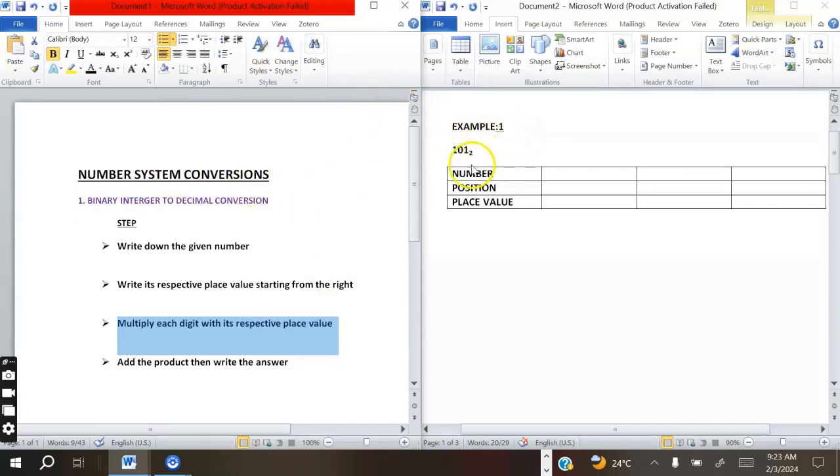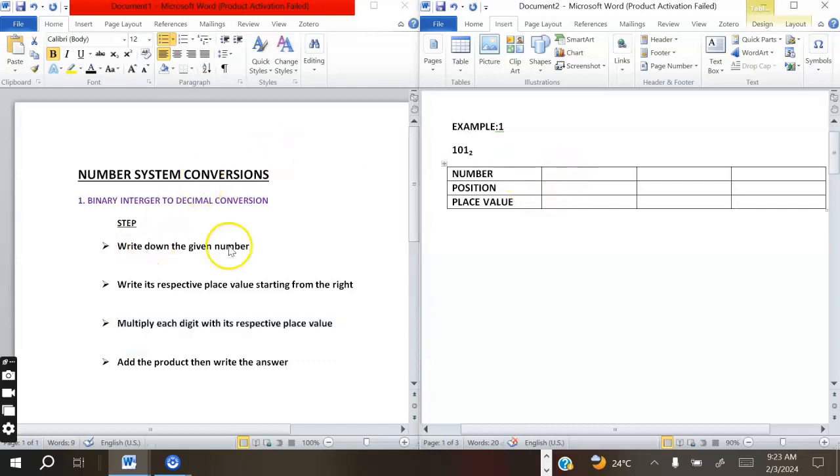Example number 1, we have the binary number 101 base 2. Remember, a binary number is supposed to have two digits, that is 1 and 0, and it should always have a base 2. Why does it have a base 2? Because it has two digits, that is 1 and 0.